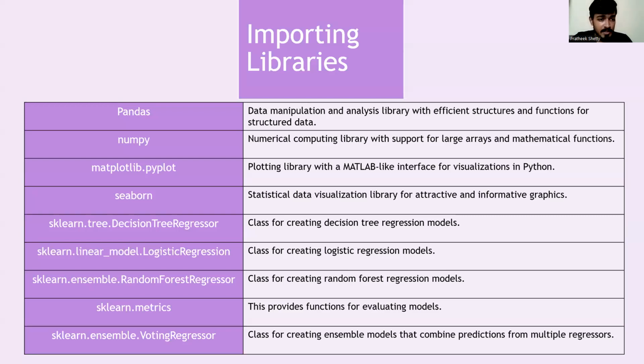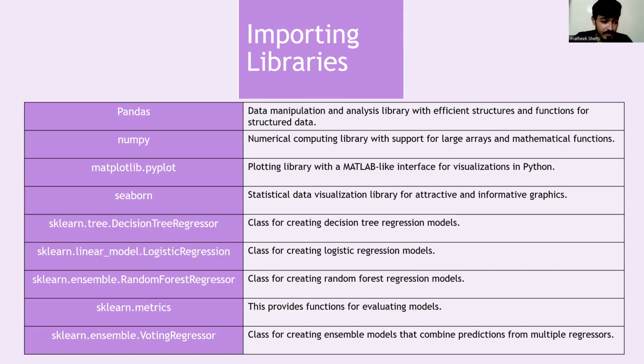The libraries used were Pandas, NumPy, Matplotlib, Seaborn, and from sklearn: tree decision tree regressor, logistic regression, random forest regressor, metrics, and voting regressor. Pandas is a data manipulation and analysis library with efficient structures and functions for structured data. NumPy is a numerical computing library with support for large arrays and mathematical functions. Matplotlib is a plotting library with MATLAB-like interface for visualizations in Python. Seaborn is a statistical data visualization library for attractive and informative graphics.